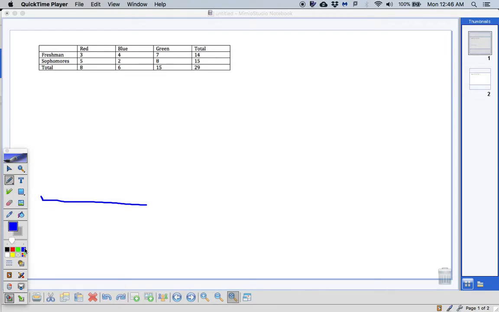So the way we're going to do this is like this. We're going to have freshmen right here. I'm going to have sophomores right here. And I'm going to end up with 2 bar graphs. So for the freshmen, red is 3, so I need to go up to 3, and I'm going to have to go up to 8 eventually. 2, 3, 4, 5, 6, 7, 8. So for the freshmen, I make 1 bar graph that goes up to 3.